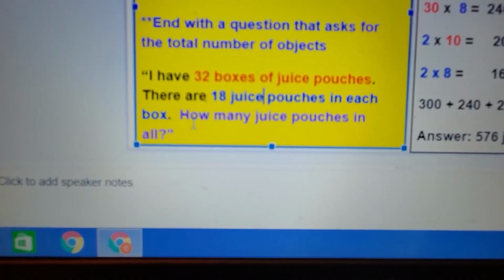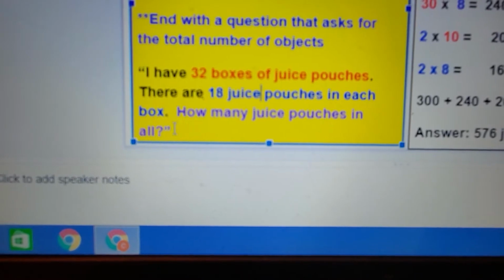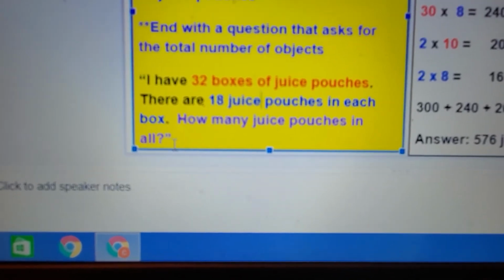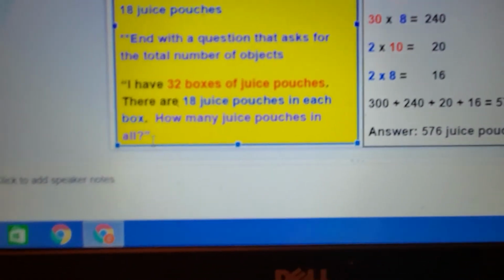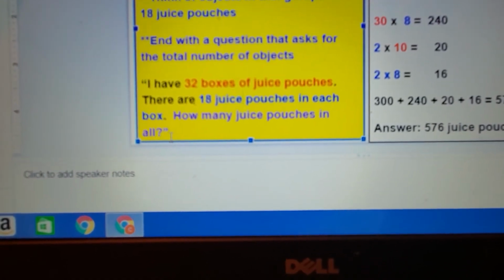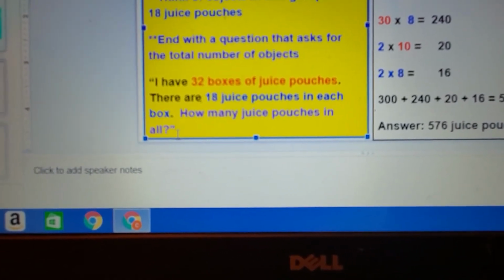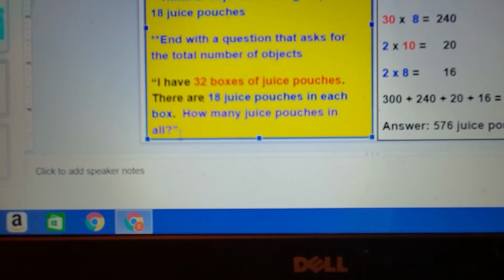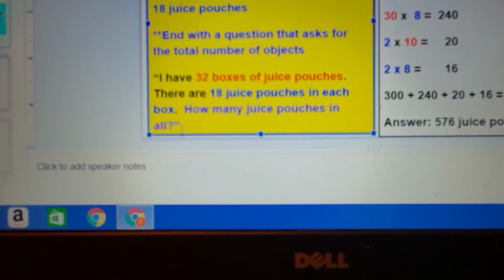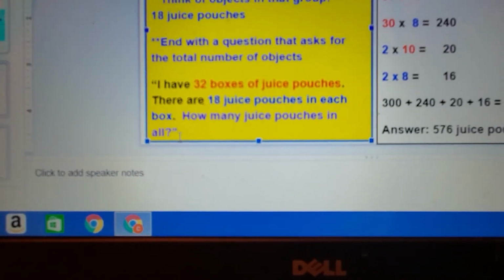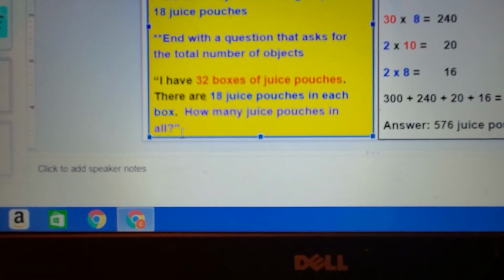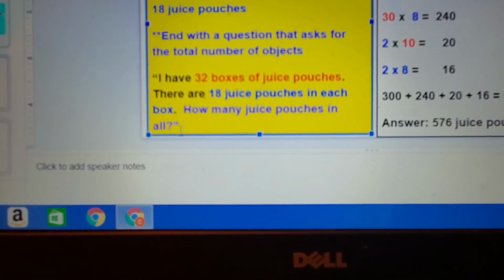Now I end with a question that asks for the total. How many juice pouches in all? I'm asking for the total number of objects. Okay, I already know I have 32 boxes, so I'm not counting that. And I know I have 18 juice pouches in each box. What I'm looking for is the total number of juice pouches. So that's my story problem. For each of these problems, you have to create a story problem.